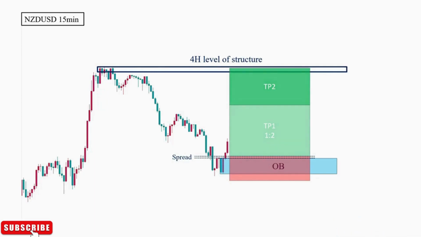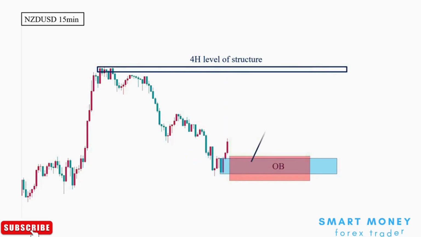For the second TP, you can target the next level of structure in front of the market in the higher time frame, or you can also trail your profits, meaning that every time the market makes a higher low, you reposition your stop loss a couple of pips below the lowest candle.